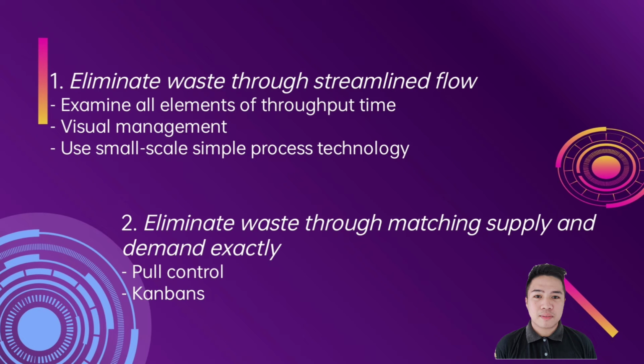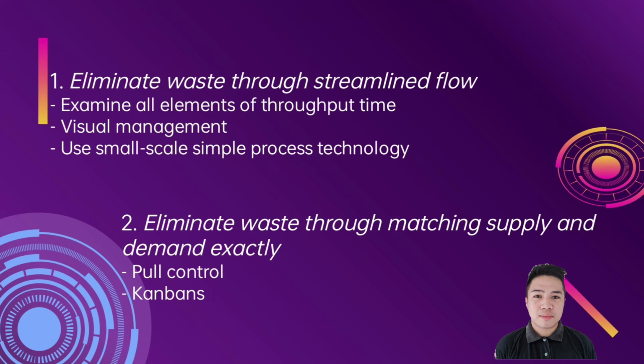Use small-scale simple process technology. It may also be possible to encourage small streamlined flow through the use of small-scale technology. That is, using several small units of process technology, for example machines, rather than one large unit. Small machines have several advantages over large ones.